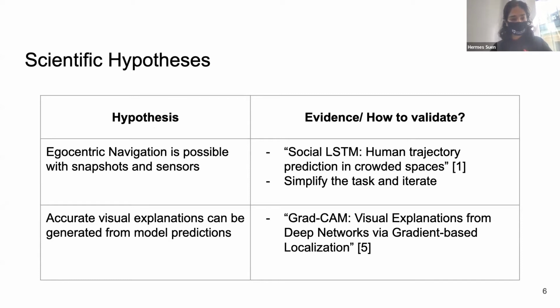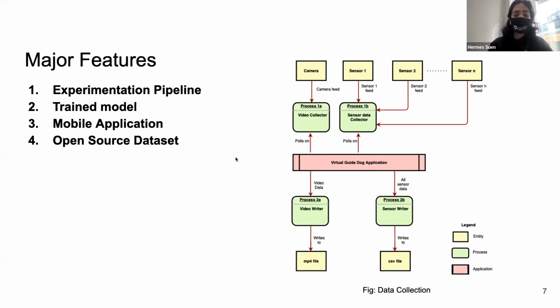Second, we hypothesize that accurate visual explanations can be generated from model predictions. We believe in this hypothesis due to existing work such as GradCam, which is able to provide interpretability to standard image prediction tasks. At a high level, our project involves working on four major features.